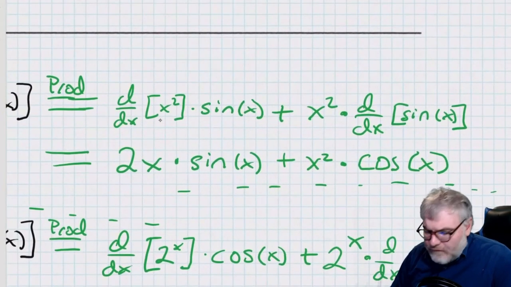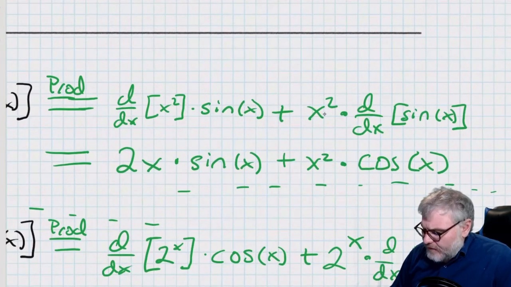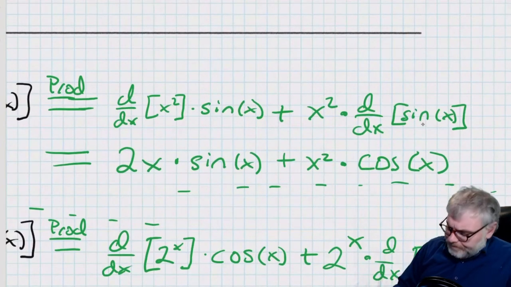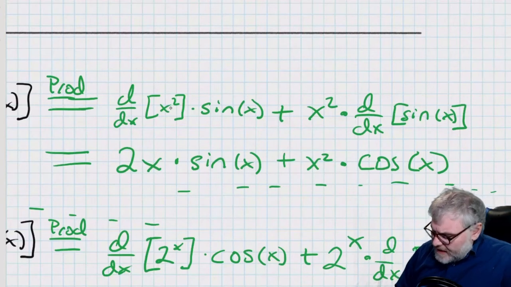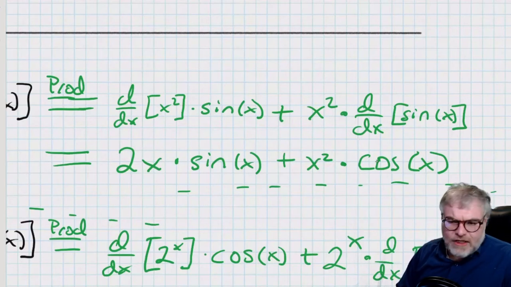I'm going to take the derivative of the first times the second plus the first times the derivative of the second. And then when I take the derivative here, I'm going to get 2x. I carry down the sine. I've got an x squared that I carry down. And then I'm going to take the derivative of sine of x to get cosine of x.